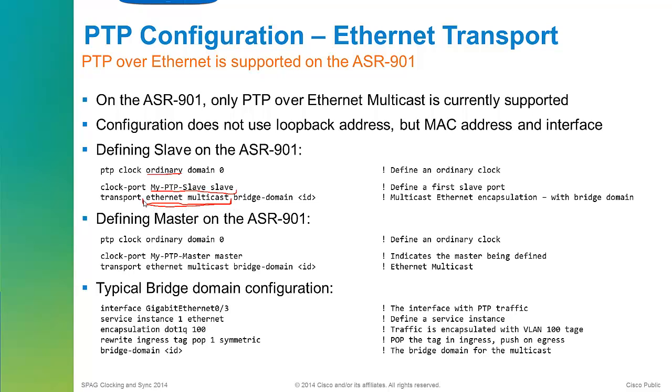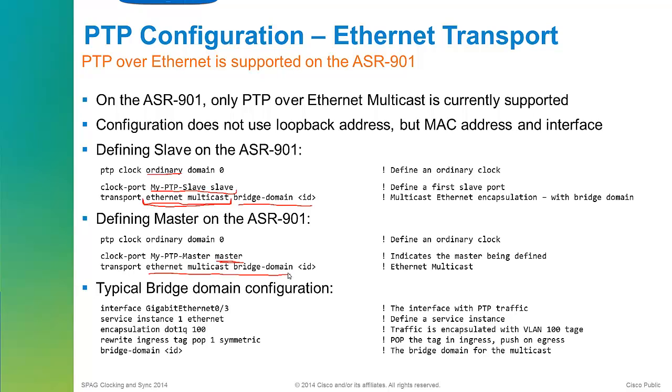So that's really where the difference comes in. You're telling it now we're using Ethernet multicast as transport, and of course our interface is no longer like gigabit Ethernet. We might have things like a bridge domain, which is carrying the multicast traffic. On the master, again, it's pretty simple. You're really changing the slave to be a master. You're again using Ethernet multicast and a bridge domain.